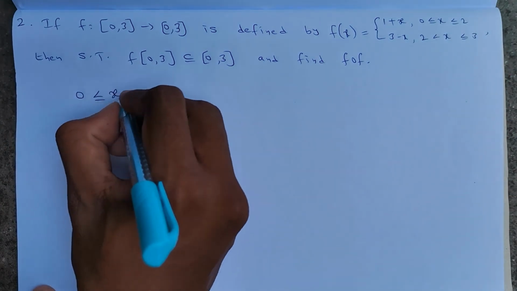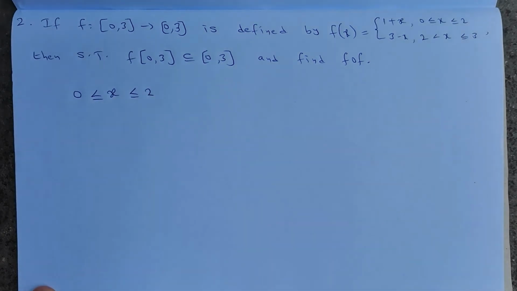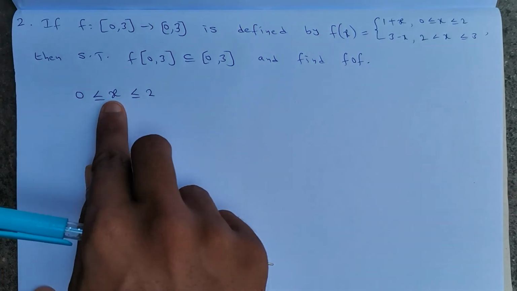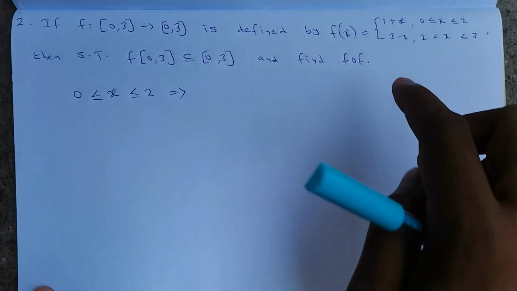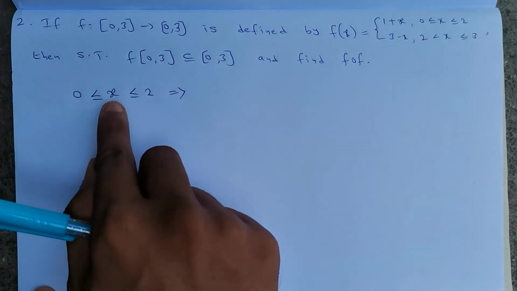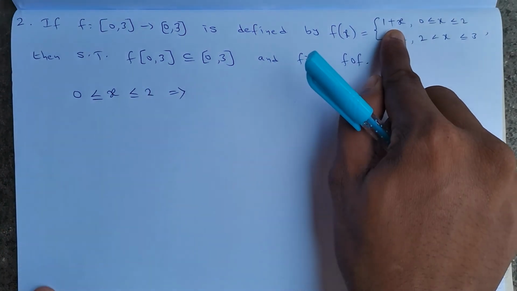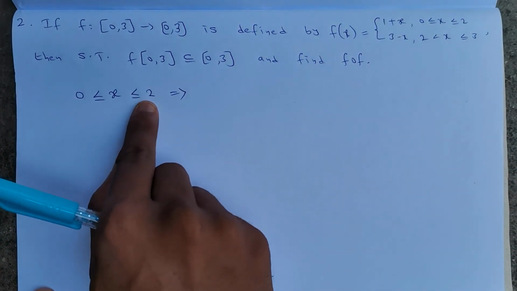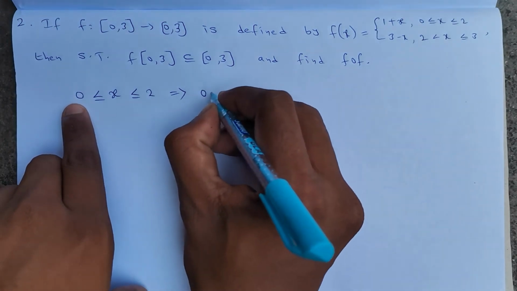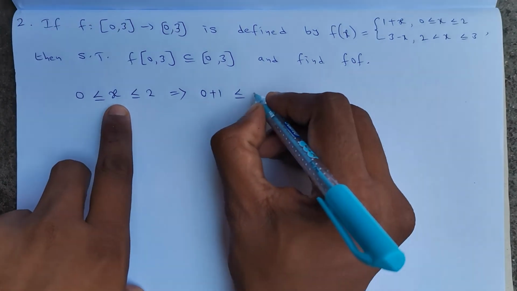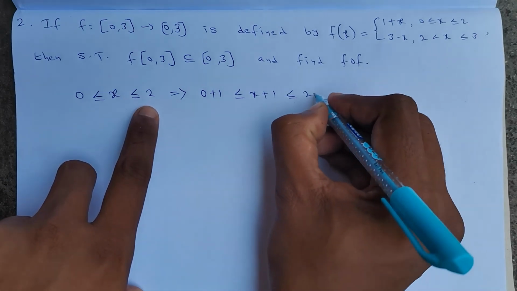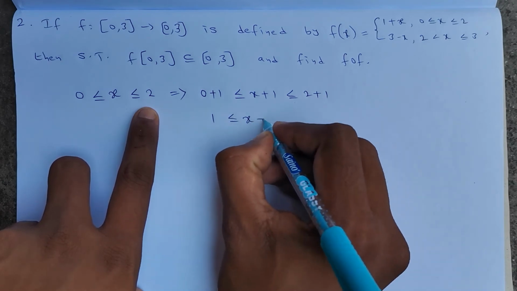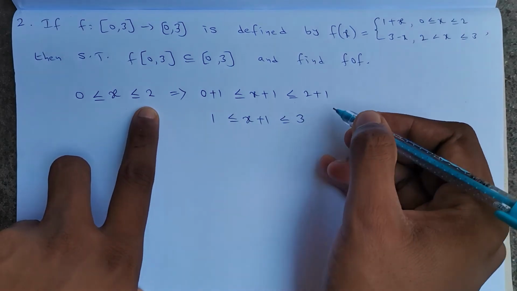0 ≤ x ≤ 2, but that value is 1 + x. Here we have only x. Observe clearly, here we have 1 + x, but here we have only x. So still 1 is required for us. That's why to every term I will add 1. So if I add 1, it becomes 0 + 1 ≤ x + 1 ≤ 2 + 1. So we get 1 ≤ x + 1 ≤ 3.